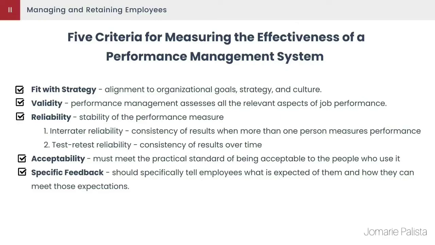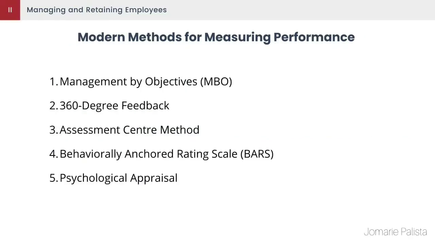Without pointing out the expectation and specifying measures to be undertaken by the employee, it would be difficult for the organization to achieve the strategic purpose. There are a lot of traditional and modern methods used for measuring performance. However, I am only going to discuss some of the modern methods. We have here management by objectives, 360-degree feedback, assessment center method, behaviorally anchored rating scale, and psychological appraisal.